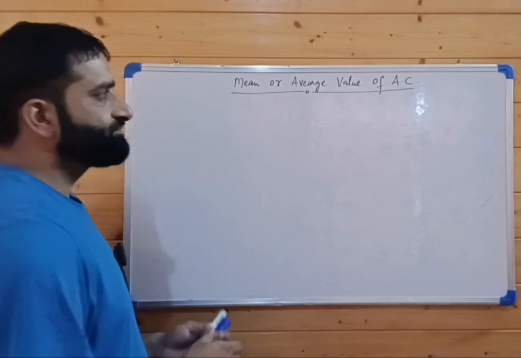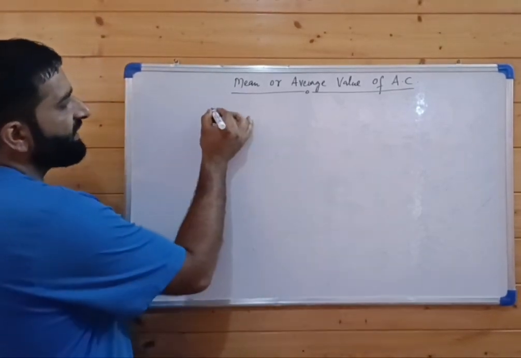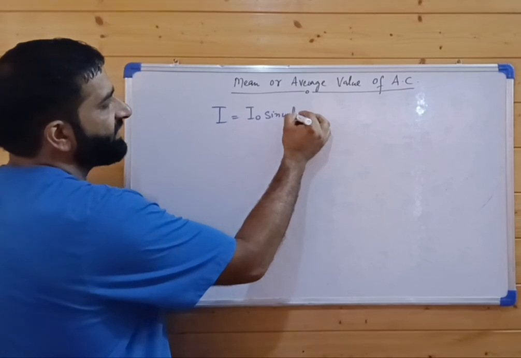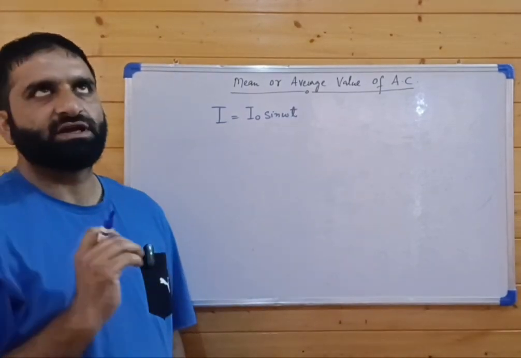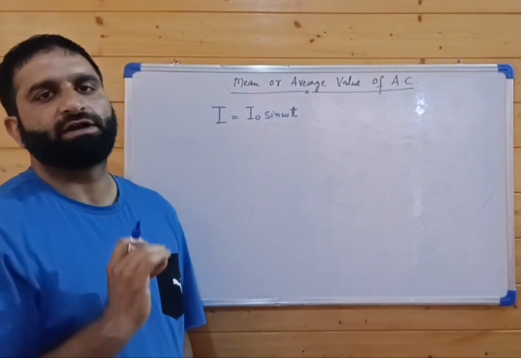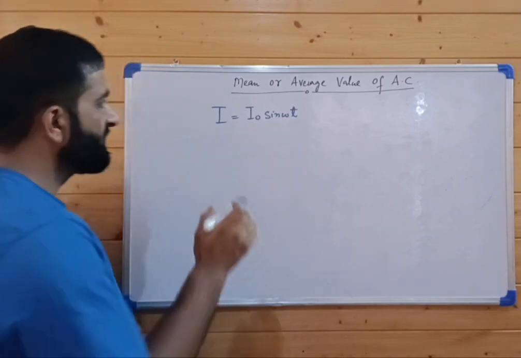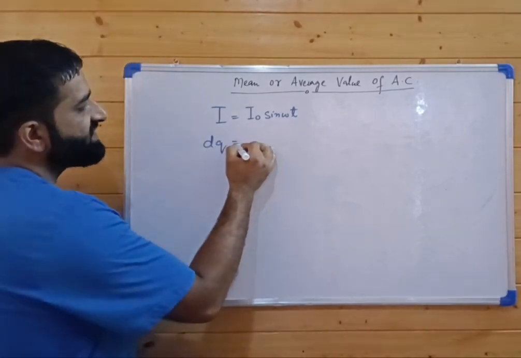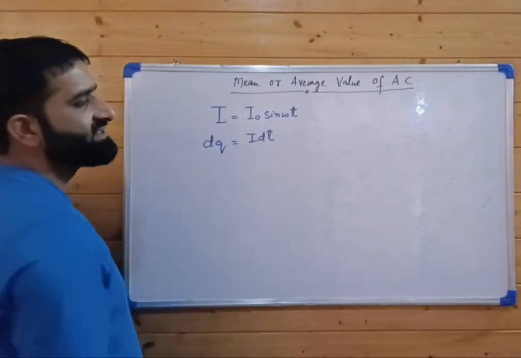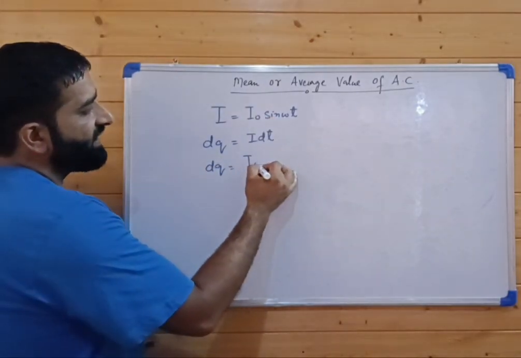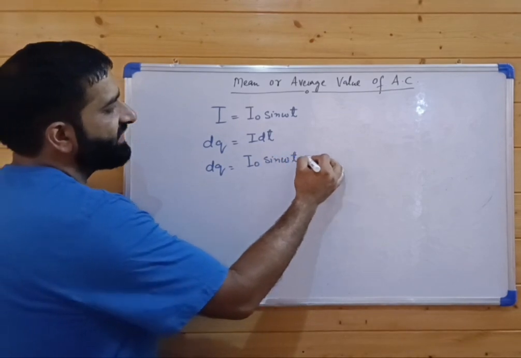Now let us see that the AC current I is equal to I0 sine of omega t. Let this current be flowing through a circuit, and we will take a small amount of time dt, and let the charge passed through that circuit be equal to dq. So we have dq is equal to I dt, as I is dq by dt. So here dq is equal to I0 sine of omega t dt.